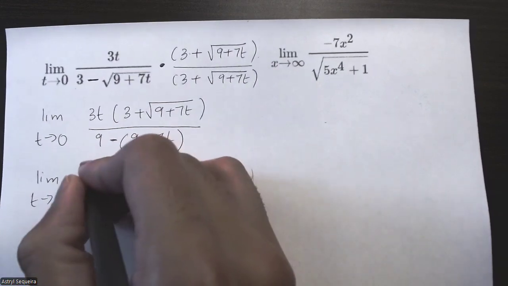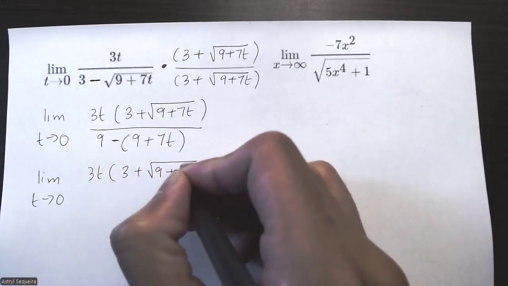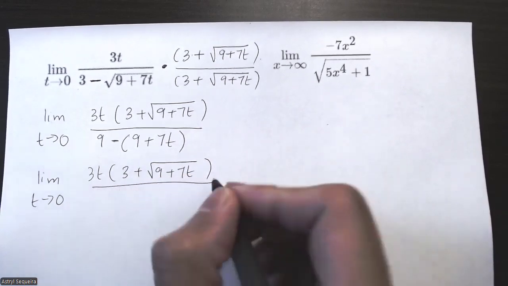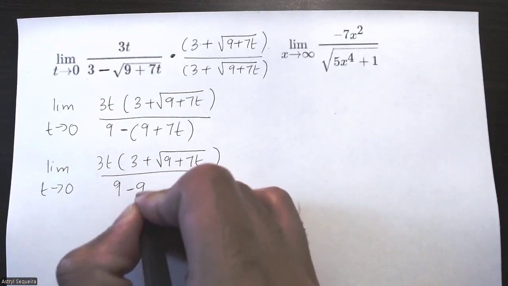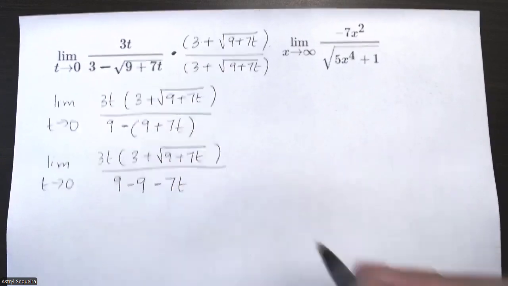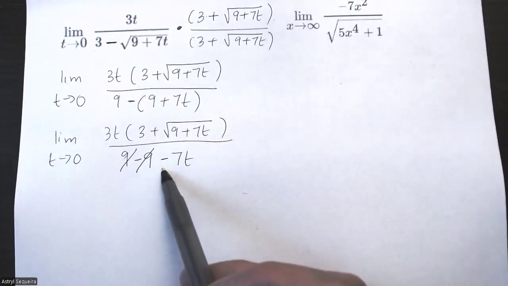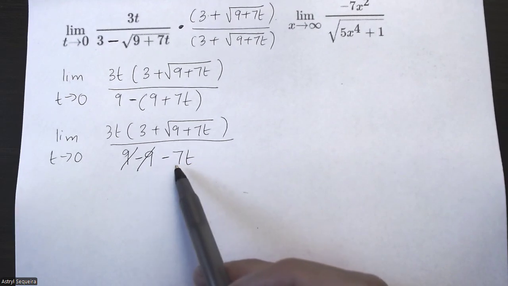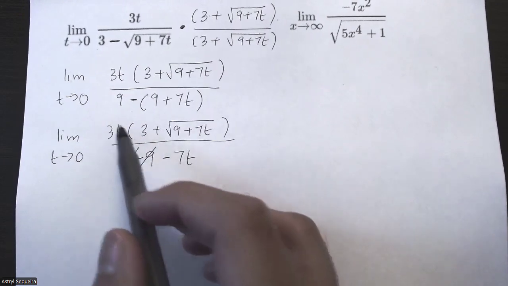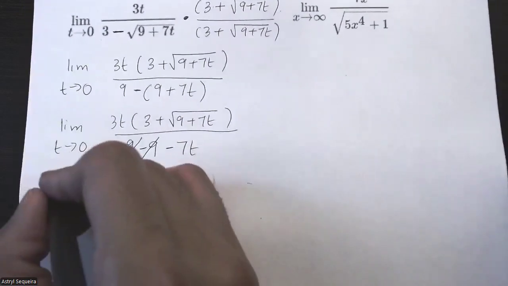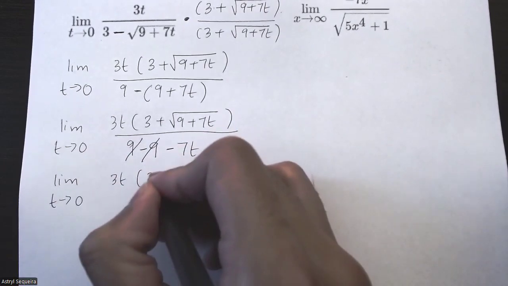Next step, we just want to simplify the denominator a bit more again. So I'm going to write the numerator the exact same, and in the denominator, I will distribute this negative into this bracket. So it becomes 9 minus 9 minus 7t. 9 and negative 9 just cancel. So I'm just left with negative 7t in the denominator. And then I can cancel these two t's because they're both common factored out. I'll actually write it a bit neater in the next step so you're not confused.